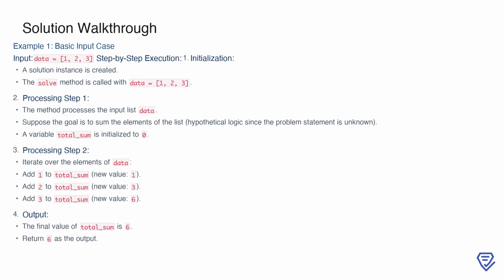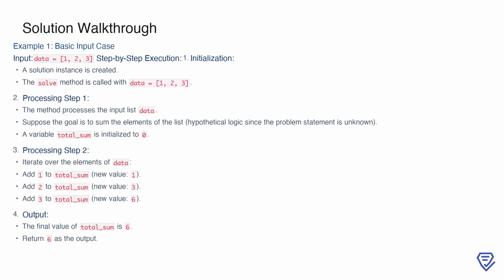To solve the problem, we begin by initializing a solution instance and calling the solve method with this input. The method starts by setting up a variable called total_sum with an initial value of 0. Next, we process the input list by iterating through each element.